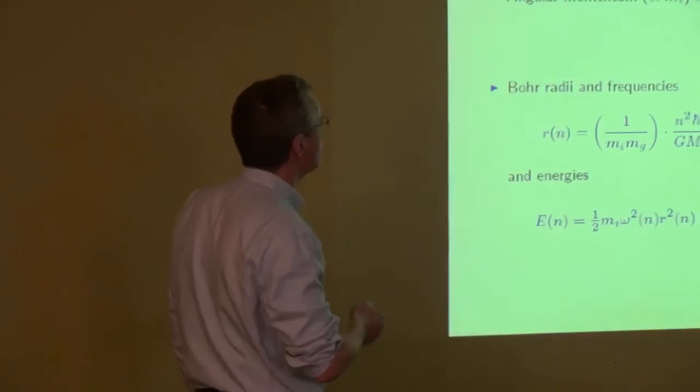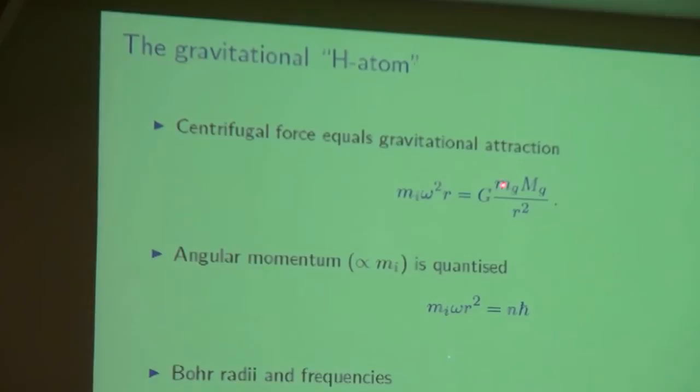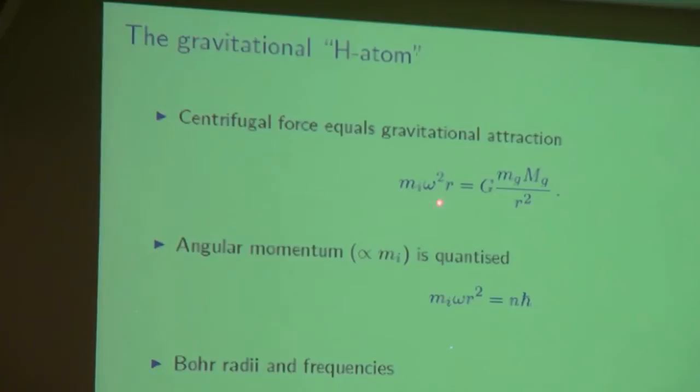Another example is, think of the gravitational hydrogen atom. So the hydrogen atom here is just two systems that attract gravitationally. One has mass lowercase m, the other has mass capital M. And make it very simple, it's just a circle as an orbit.